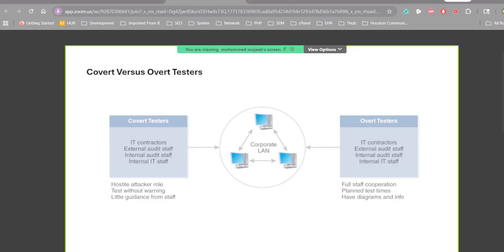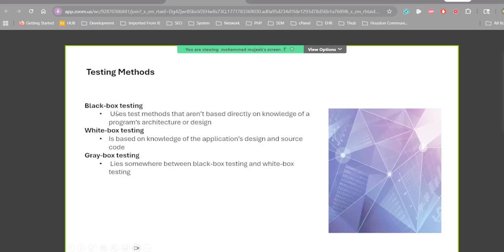Most penetration testing is done via black box methodologies, because they assume they don't know all the infrastructure. You have just a little knowledge and they try to penetrate your systems. That's called black box testing. Black box testing uses test methods that are not based on knowledge of the program architecture or design. White box is where the architects provide the testers all the knowledge of the system and then they try to hack it. That's called white box testing.